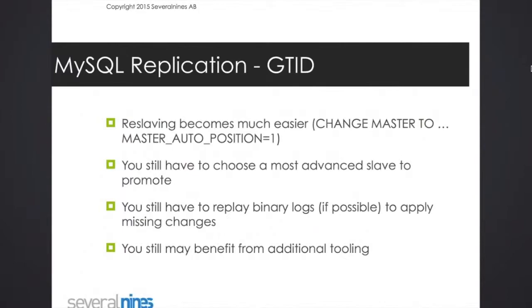But you still have to choose the most advanced slave to promote to a new master, and you still have to parse the binary logs on the master if they are available, and apply those missing transactions to the new master. So you may still benefit from some additional tooling to automate and speed up this process. And MHA is the tool for that. It basically handles this whole failover process for you. It does all those steps that I discussed earlier.